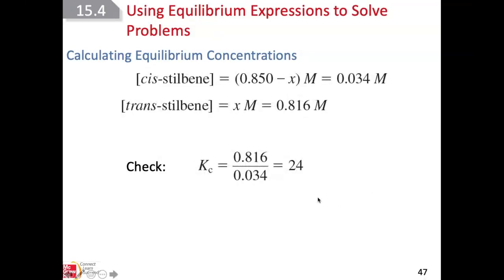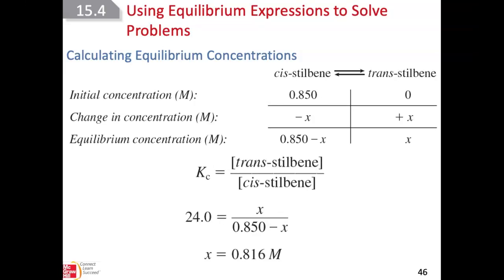Then we can double check. We take the equilibrium concentrations of the product and the reactant and divide them, and we see that the Kc is 24, which is correct. So we solved the problem correctly. We are using this ICE table, initial, change, equilibrium, to find all sorts of things. We can find the Kc, the equilibrium concentration of the product, and the equilibrium concentration of the reactant.